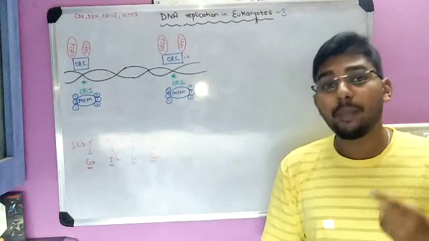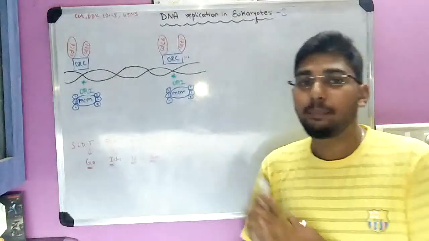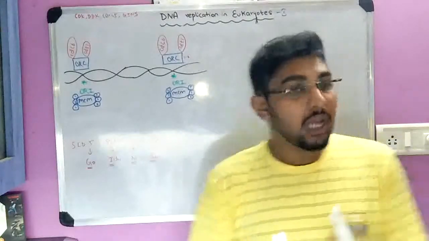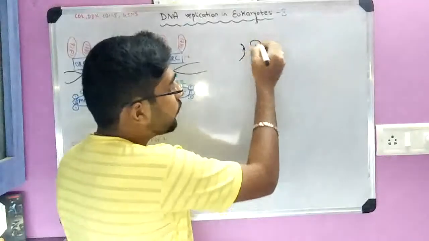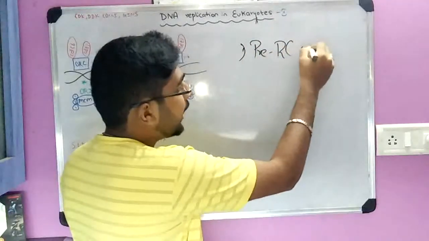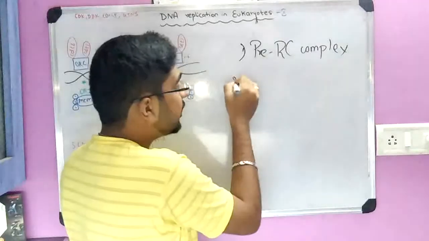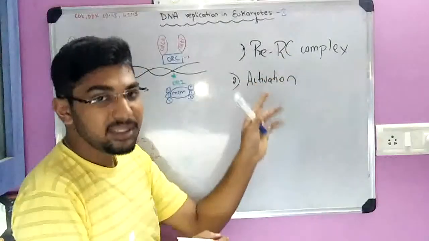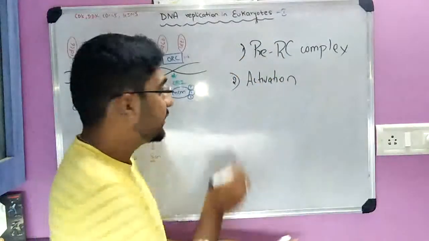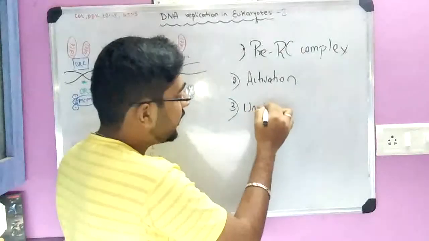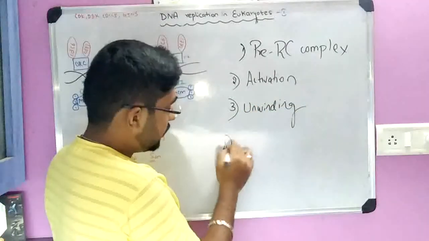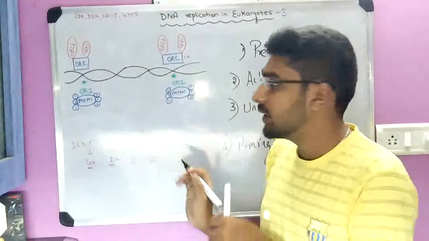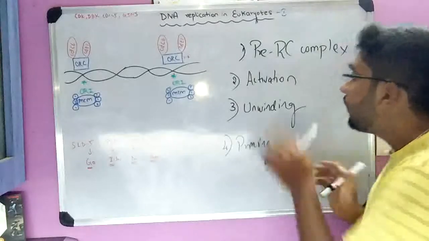So the first thing is the formation of the pre-replicative complex. The second one is the activation of this replicative complex. Pre-RC means pre-replicative complex. Next, the third one is unwinding. The fourth process is priming. So these 4 things happen in this process. Let us study each one by one.